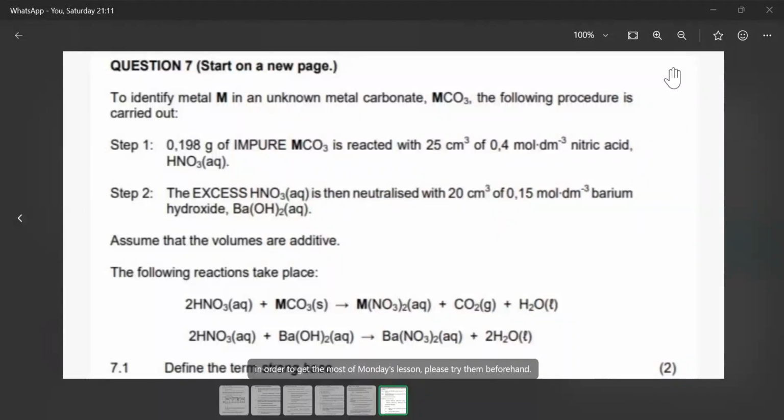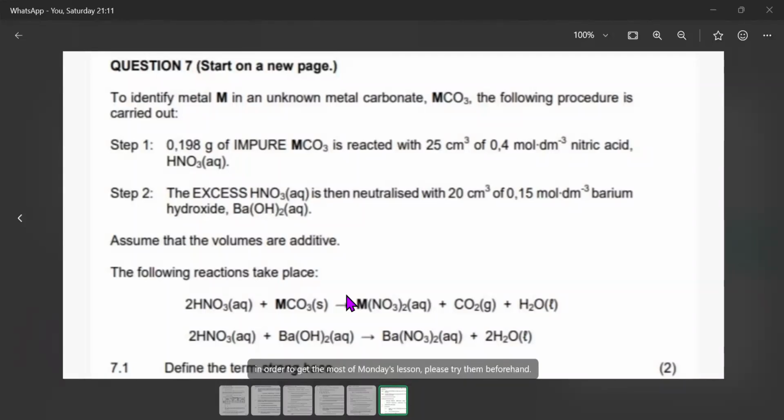Then they say, assume that the volumes are additive. Well, I'm not really sure what they mean in the context of science. I'm not sure what that statement means. But these are the 2 reactions for each step, of course.